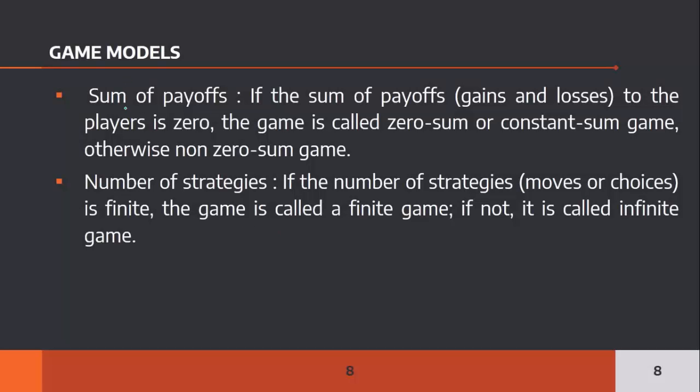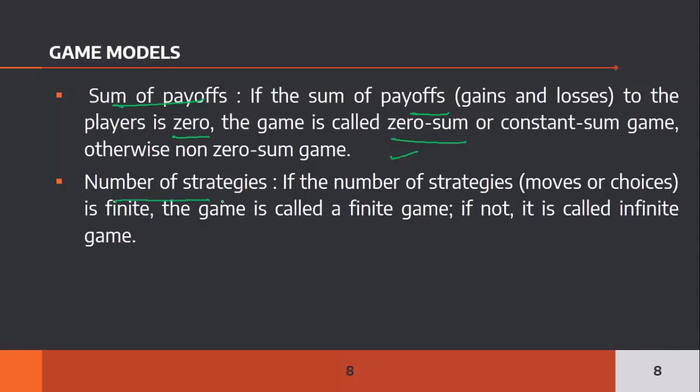Now the second model is the sum of payoffs. Payoffs means wins or profits. So based on the sum of payoffs, there are game models. If the sum of payoffs, gains or losses to the players is zero, then the game is called a zero-sum game, or otherwise the game is called a non-zero sum game. So this is the second model.